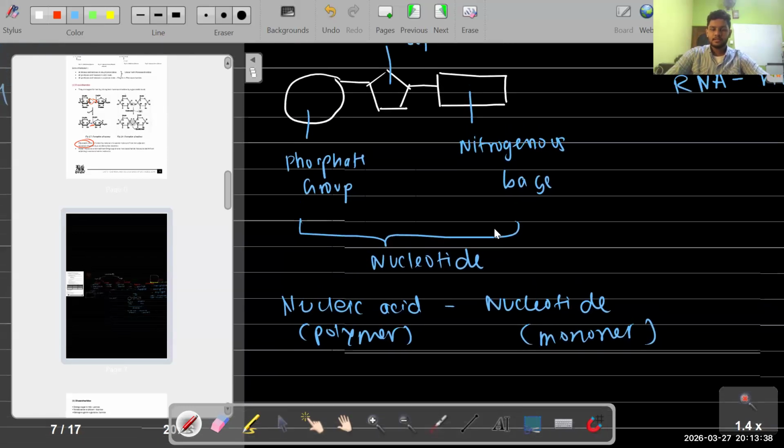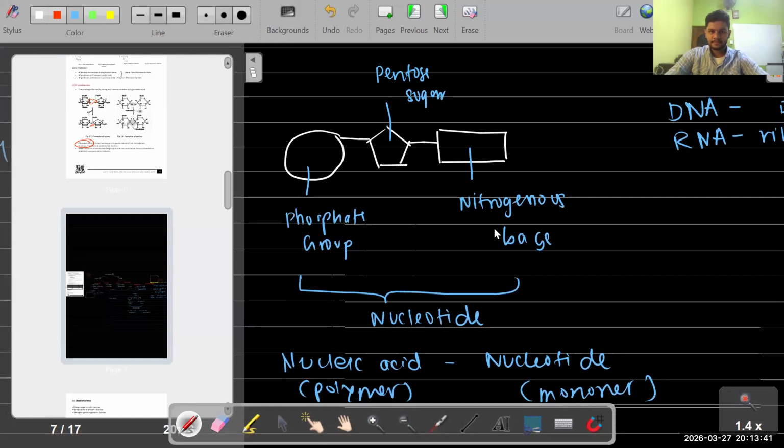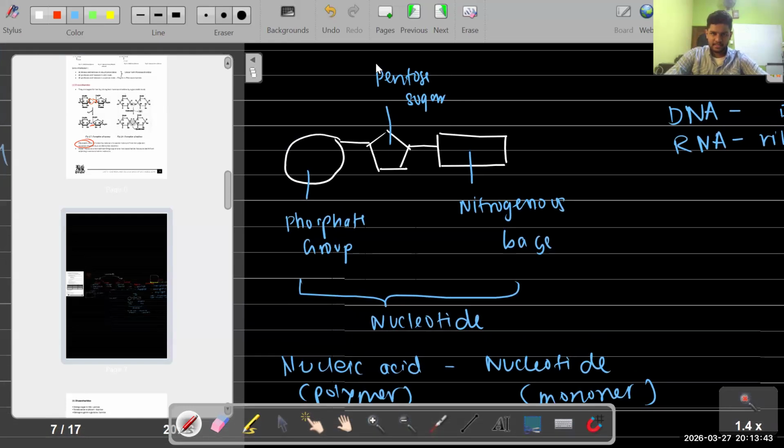Yes. Right. The only difference here is there's a pentose sugar, right? Is this the first time you're coming across the word pentose sugar? No, we have come across it in A-levels also, right? Pentose means n equals what number? Pent means 5, right? Very good.